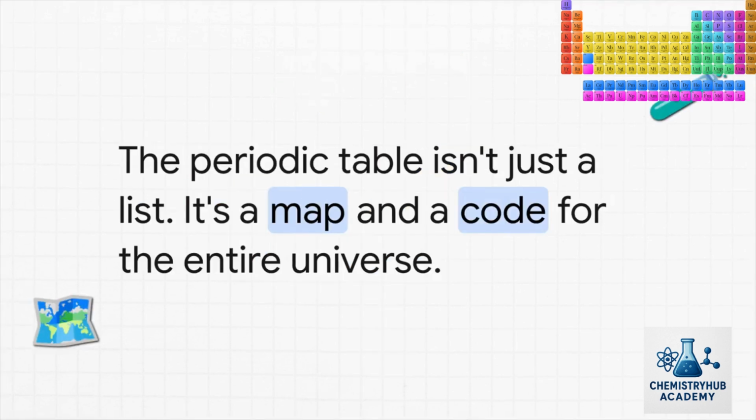You see, the periodic table is so much more than just a boring list of elements. It's really a map. It's a secret code. You could even call it the ultimate cheat sheet for chemistry. Its structure isn't random at all. It's this brilliant system that reveals the hidden rules for, well, pretty much everything around us.